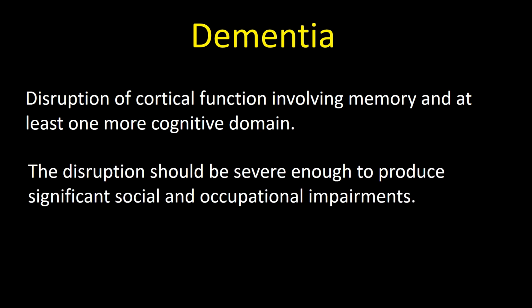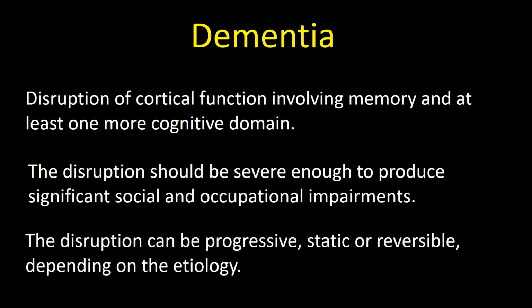The disruption should be severe enough to produce significant social and occupational impairment. The disruption can be progressive, static, or reversible, depending on the etiology. A patient with dementia may have bilateral patchy or uniform bilateral cerebral cortical dysfunction.